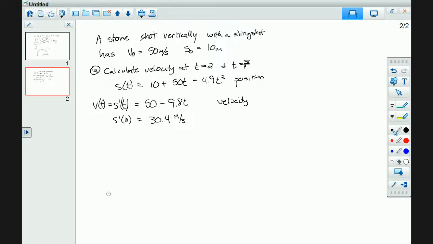Always get used to putting your units on there. You're going to have to do it when you use it in real life and when you're doing tests. Okay, do S prime at 7 now on your own.